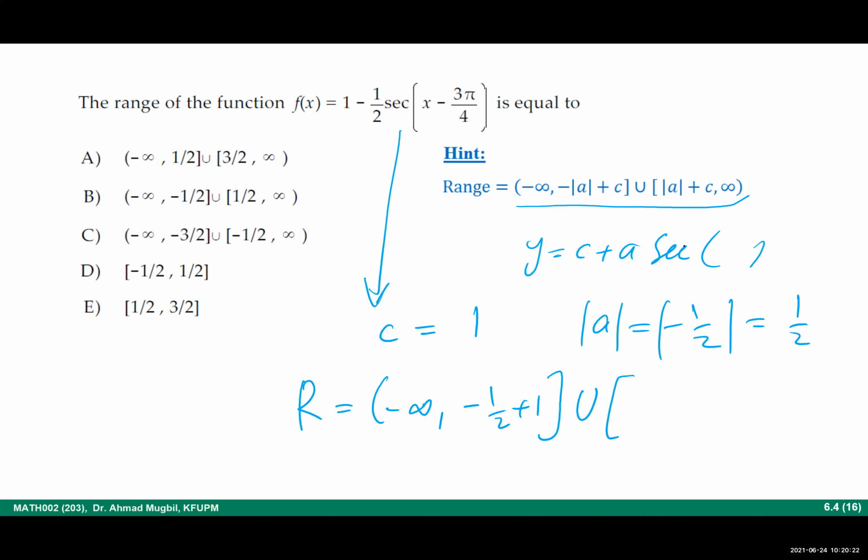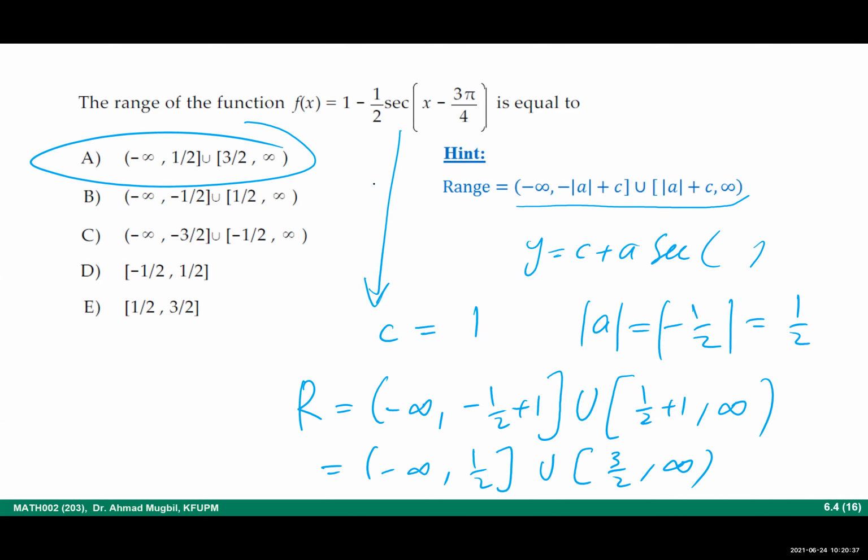from the absolute value plus 1 to infinity, which is negative infinity to a half, closed, union 3 over 2 to infinity. Look at this easy question. The answer is A.